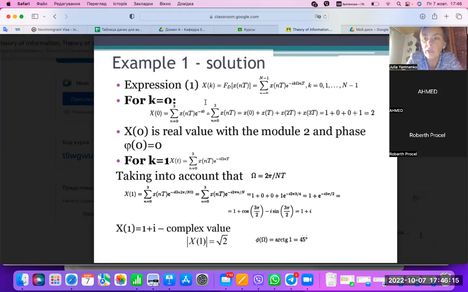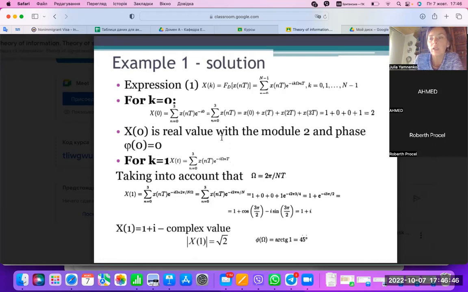And the original function, that is time dependence or dependence of one physical value on another one, basically could not be complex. It's always real because it's something that exists in the real world, that could be measured, could be observed, could be visualized, and so on. So always X from 0, the first component of the spectrum, is a real value.